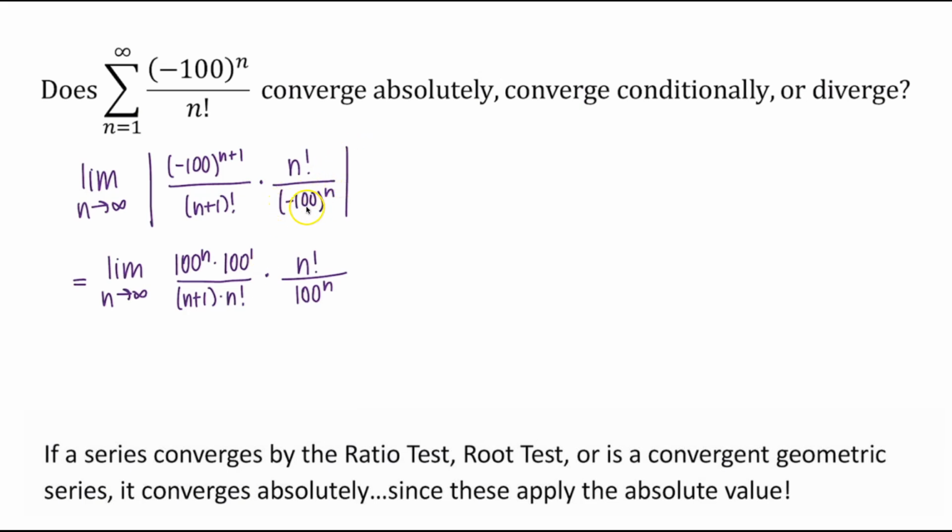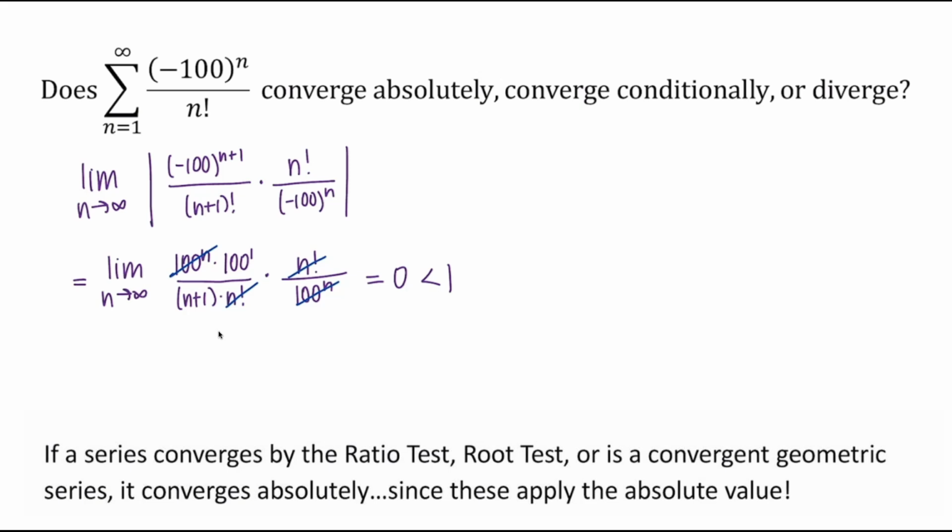So again, those absolute value bars got rid of this negative 1 to the n factor. And so we can do a lot of simplifying, which is nice. The 100 to the n's cancel, the n factorials cancel. And what I have is 100 over n plus 1. So as n is approaching infinity, the denominator is growing bigger faster than this constant on top. So this limit is equal to 0, which is less than 1.